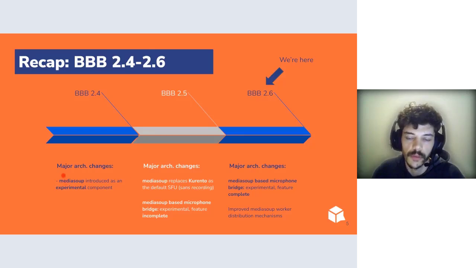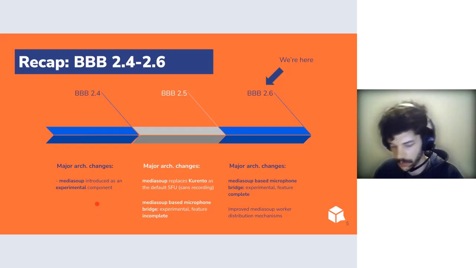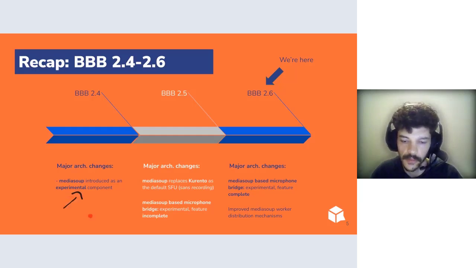So a quick timeline of what happened between BigBlueButton 2.4 and 2.5 and 2.6. In 2.4, a major architecture change media-wise was that we made a choice and we picked mediasoup as the replacement for Kurento, and we introduced an implementation of mediasoup signaling as an experimental component in 2.4. So a lot of changes, still didn't see much production usage. So a lot of experimentation and testing in this step.